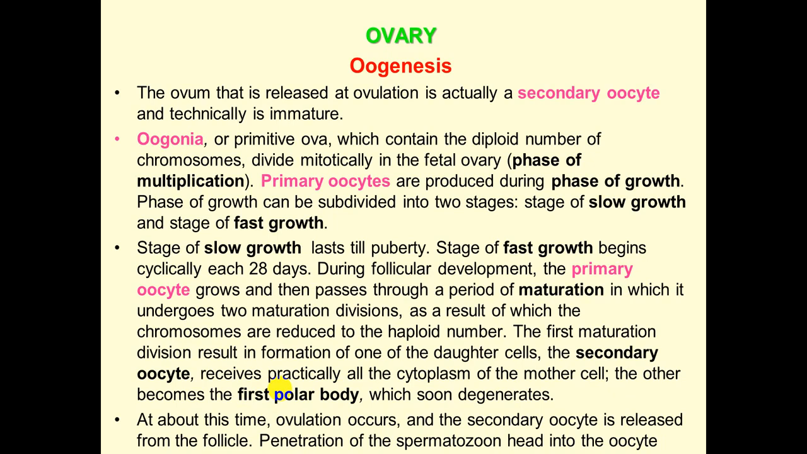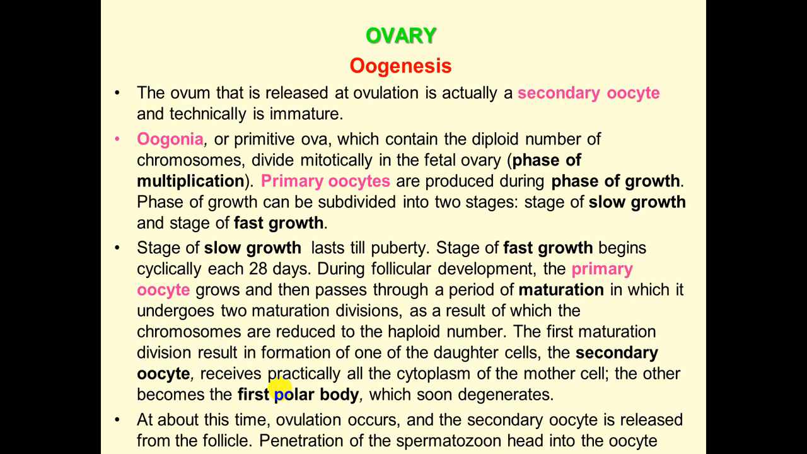maturation means meiosis. Meiosis is a genetic type of division, and consists of two steps of division, the first division of maturation and the second one. So in ovogenesis it's the same. The first division of maturation leads to the formation of the secondary oocyte and the first polar body.